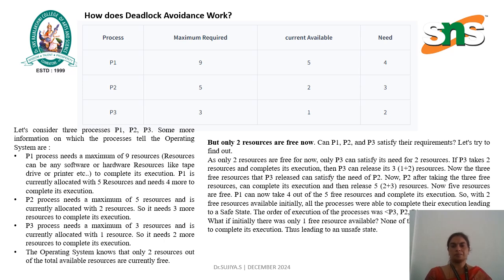So in such a case, 2 resources are free from now. Only P3 can satisfy its needs with 2 resources. If P3 takes 2 resources and completes its execution, then P3 can release 3. So totally we will have 2 plus 3 resources. Now P2 can complete its execution and it can release 5. So 2 plus 3 is freed up. Now 5 resources are free and P1 can take 4 out of the 5 free resources and complete its execution. So with two free resources available initially, all the processes were able to complete their executions, which leads to a safe state. If it does not reach the maximum needed to complete a task, then it will enter into an unsafe state.